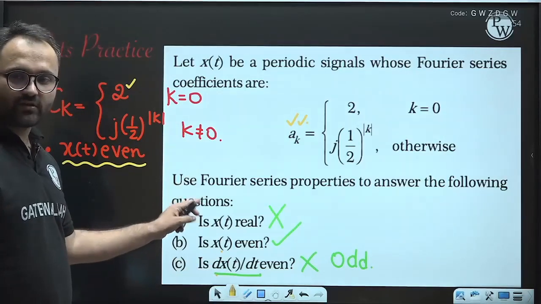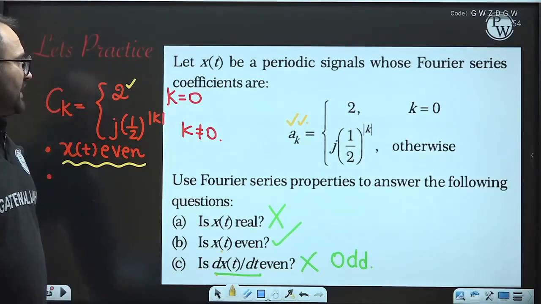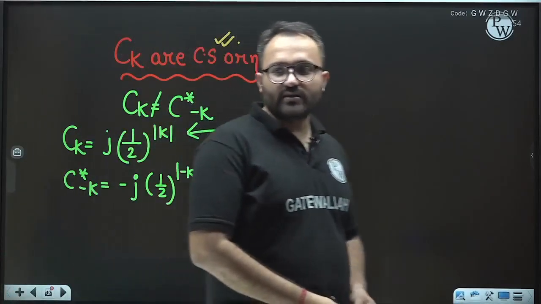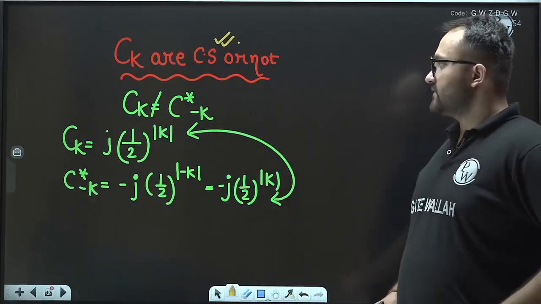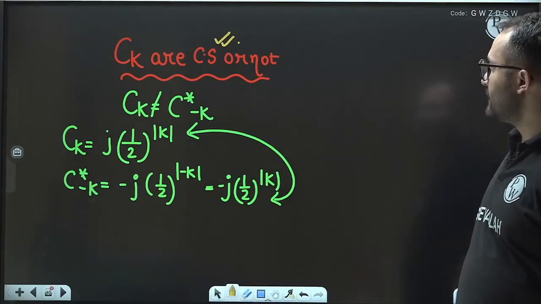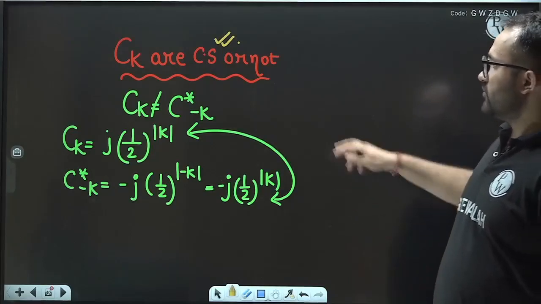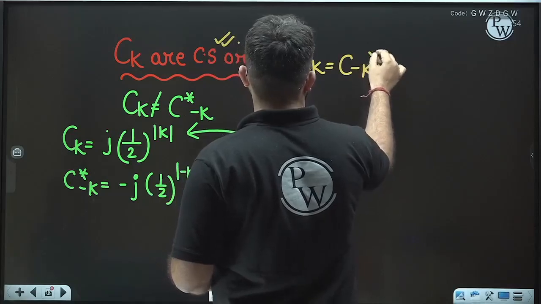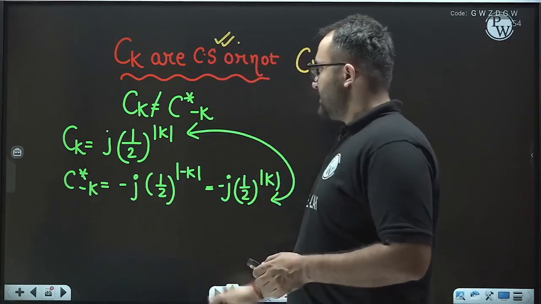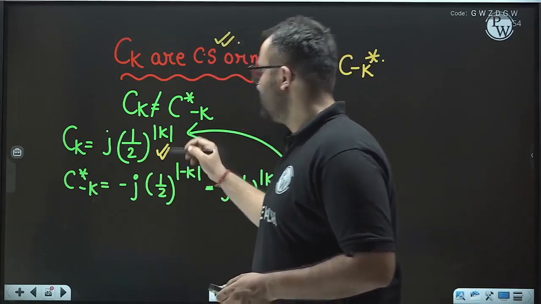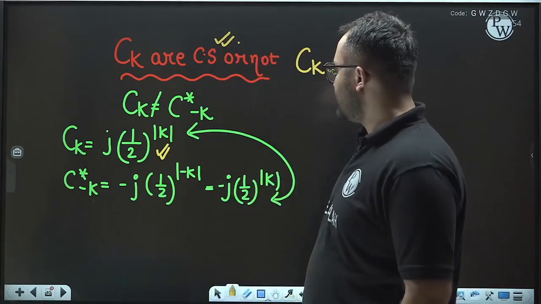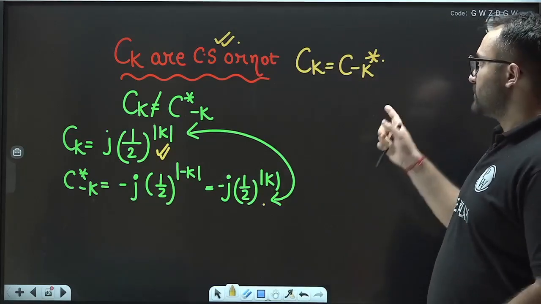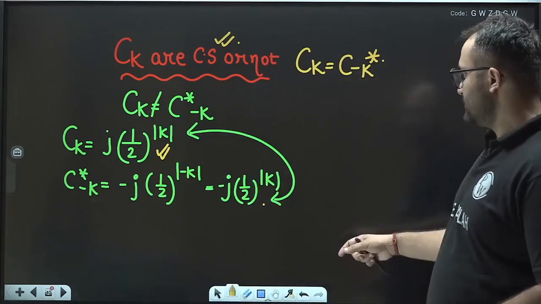Now let us check for the real case. For xt to be real, the Fourier series coefficients should be conjugate symmetric. So we have to check that ck should be equal to c minus k conjugate. So ck is equal to this, right? The minus k conjugate we can find out and we'll get that it is equal to minus j 1 upon 2 to power mod k. They are not equal to each other. So xt is not real.